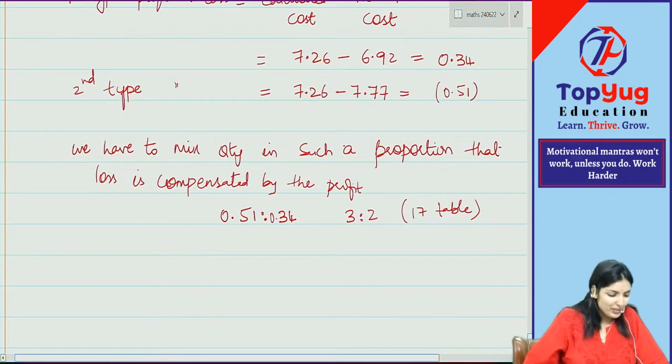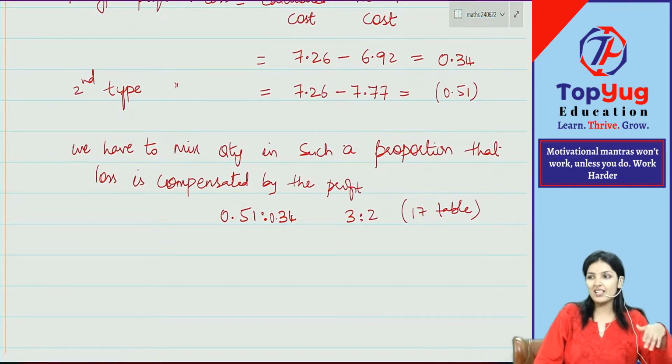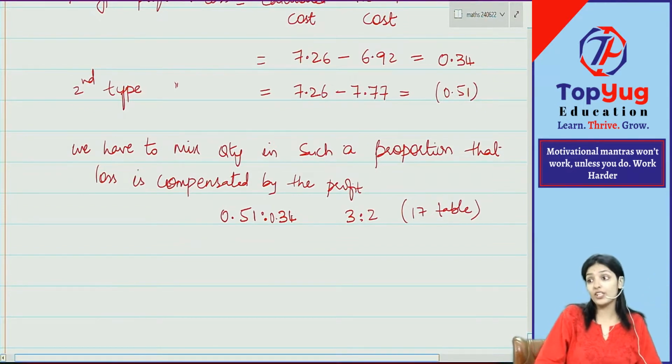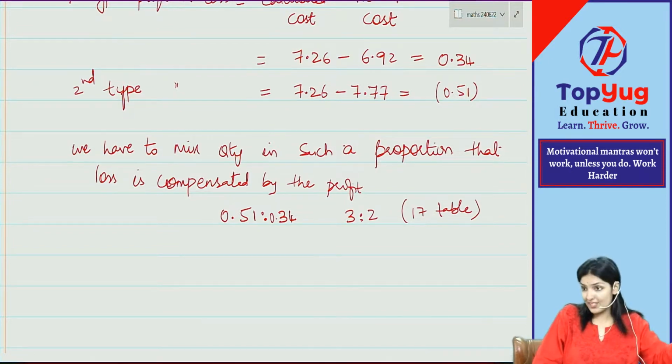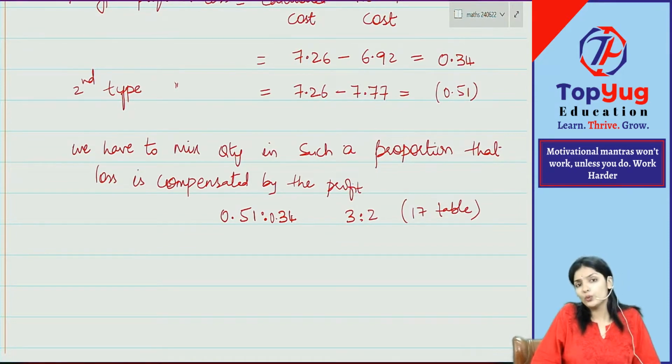3:2. Now you might be thinking, ma'am, this is not understandable to me, because till now everything you said is clear, but why did you suddenly write 3:2? Why didn't you put 34 is to 51, 34 being the first quantity, 51 the next quantity? You can question me, but then guys, logically what we do is we try to compensate loss.